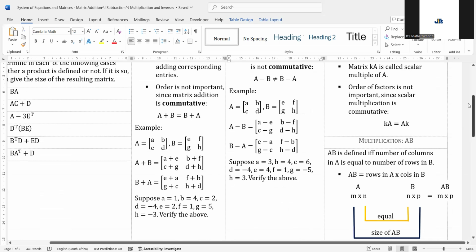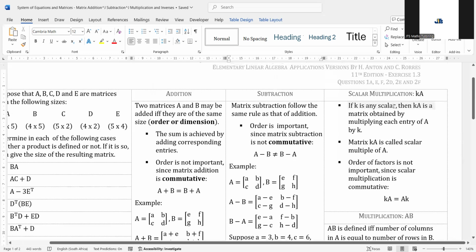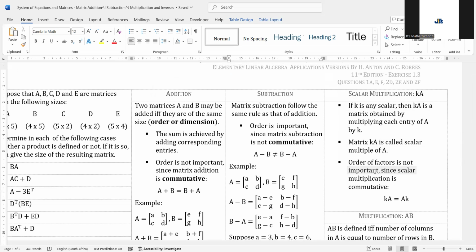Okay, beautiful. Right, let's get going. There's what you call scalar multiplication. So if k is any scalar, then kA is a matrix obtained by multiplying each entry of A by k. Matrix kA is called a scalar multiple of A. Take note, order of factors is not important because scalar multiplication of a matrix is commutative. That is, kA is going to be equal to Ak.